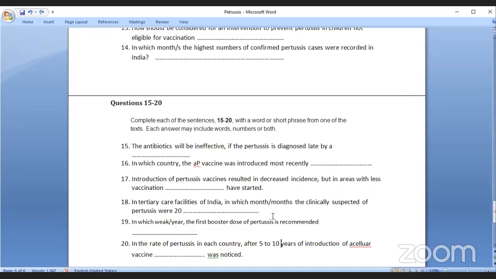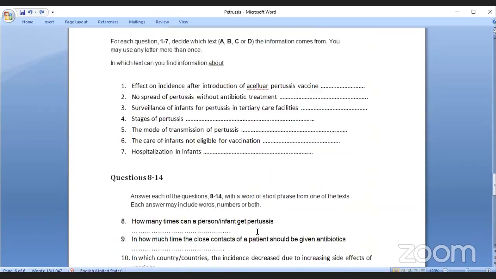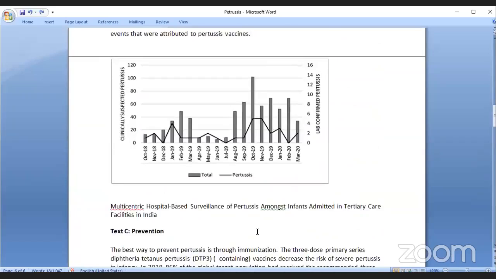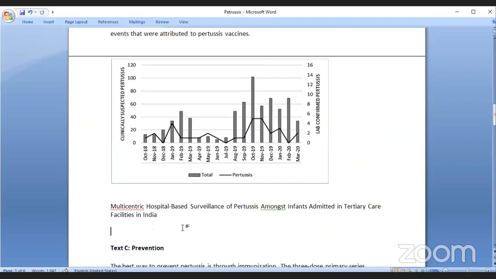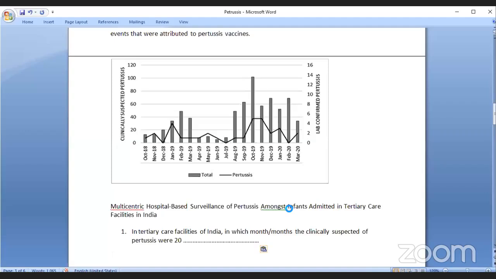The next question: in tertiary care facilities of India, in which month or months were the clinically suspected cases of pertussis 20? So in which part are we going to find the answer? B. Yes, in B, in this part. So please try to find the answer and write in the chat what your answer is. So what is the answer here?